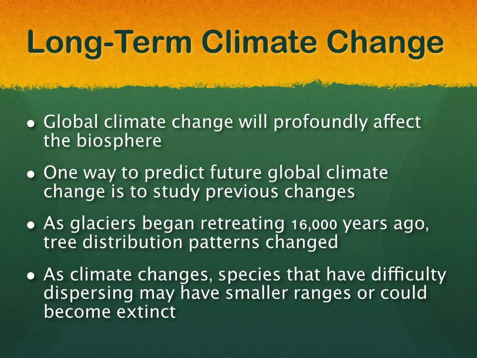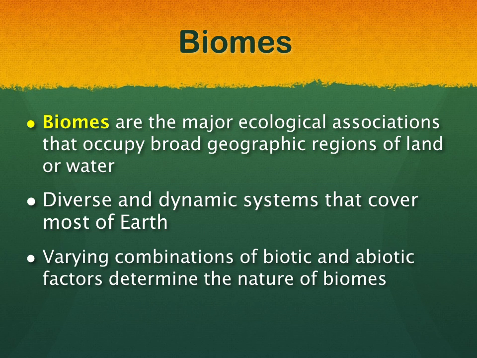Some examples we can look at is what happened after the glaciers began retreating 16,000 years ago and how that affected the distribution of trees. And then as climate changes, species that have difficulty dispersing might not be able to adapt and would then become extinct. There are a lot of different biomes. Biomes are the major ecological associations that occupy larger regions of land. They're diverse and dynamic, and they cover most of Earth. And they have a lot of different combinations of both those biotic and abiotic factors that really determine the nature of them.